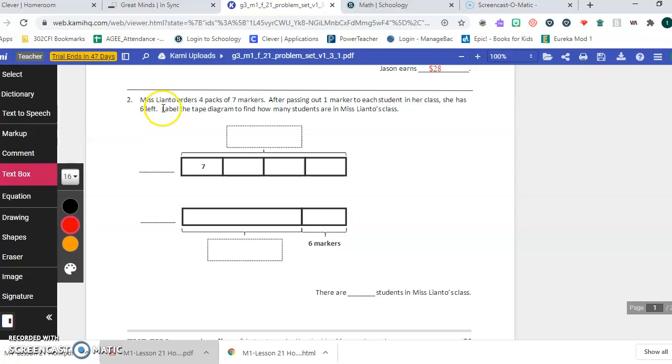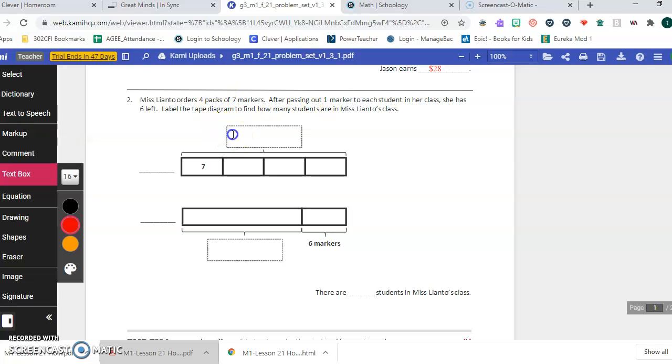So now here's what they want me to do. Label the tape diagram to find out how many students are in Miss Leonto's class. Okay, so I've got 2 steps to do. First, I have to figure out how many markers she had altogether. And then I have to take away the 6 markers she had left over, because each marker she handed out would represent a student. And so I have to figure out how many markers did she hand out. That'll give me the number of students.